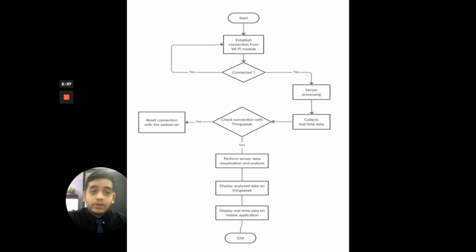Then, if it is not connected, it will reset the connection with the web server until it is connected. When connected to ThingSpeak, it will then perform sensor data visualization and analysis and then display the analyzed data on ThingSpeak. Finally, the real-time data will be displayed on the mobile application that has been set for the ThingSpeak channel.